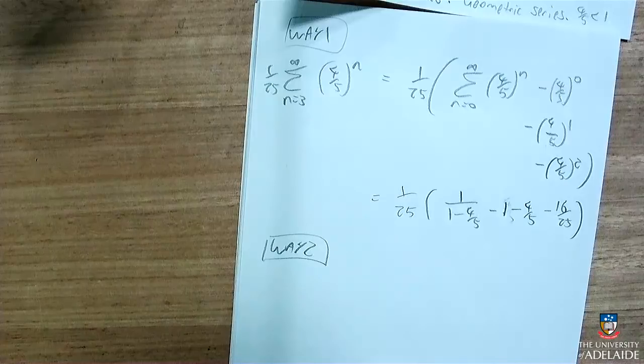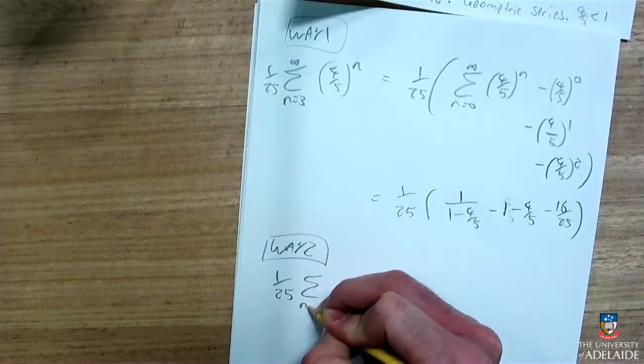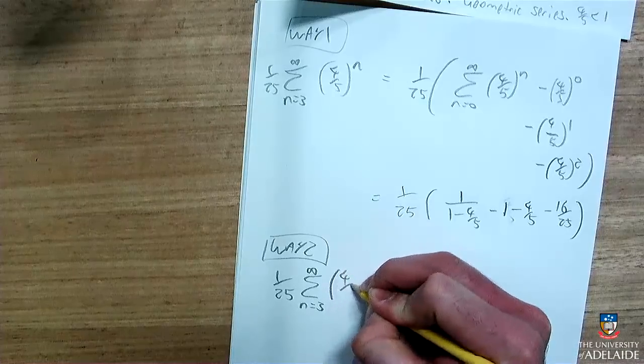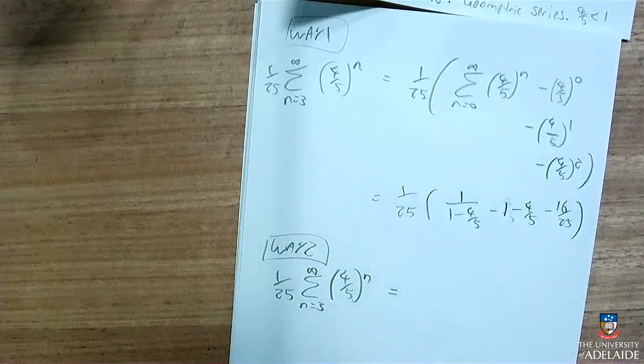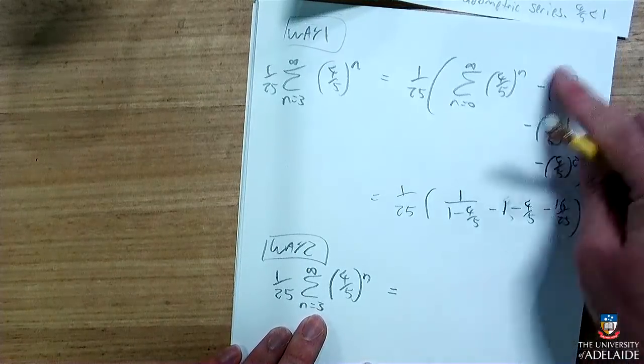Way 2. There's another way of doing it too. I can see some people discussing, so I want to know what their ideas are. Ah, so from 0 to infinity and take off 0 to 3. Cool. So you're thinking something like this. Oh, that's this again, really.